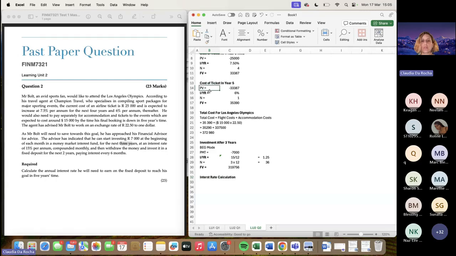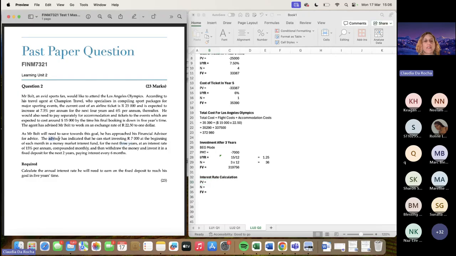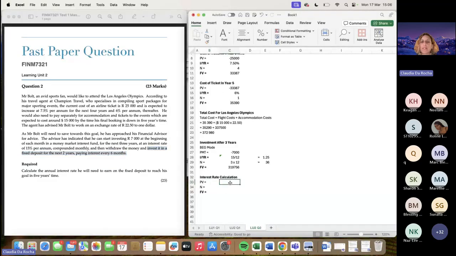Okay, so for our interest rate calculation, we need to make sure we copy down all the elements. Lucky for us, it's no beginning mode, so we are good to go. How much are we putting into the fixed deposit? Remember they said we're going to invest in this annuity and then take that money and invest it in the fixed deposit for the next 2 years, paying interest every 6 months. It's also compounded. So our present value here is the 3196. It is what we calculated, because that is what we're going to take out from our investment and put in.